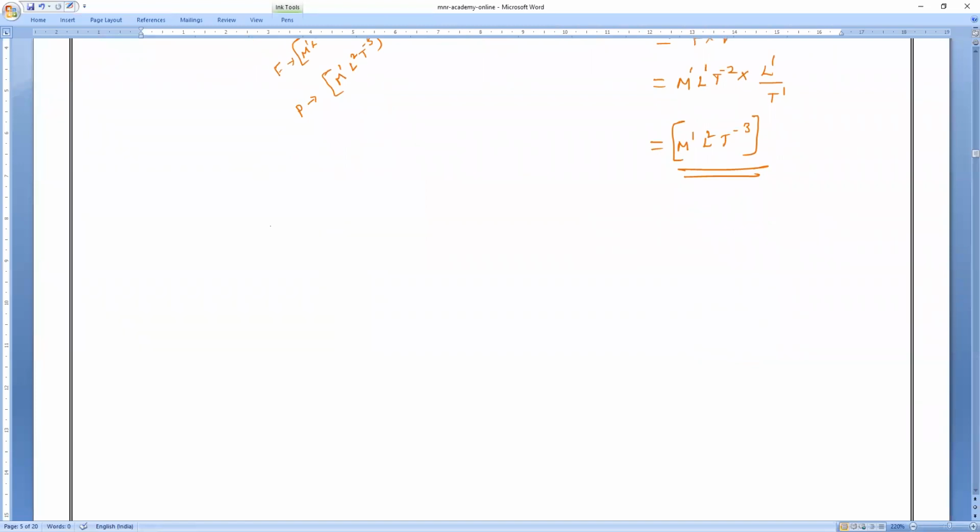So now, in today's class, we are going to study the next concept. What is that called, everybody? Energy. So now, let us discuss what is energy.